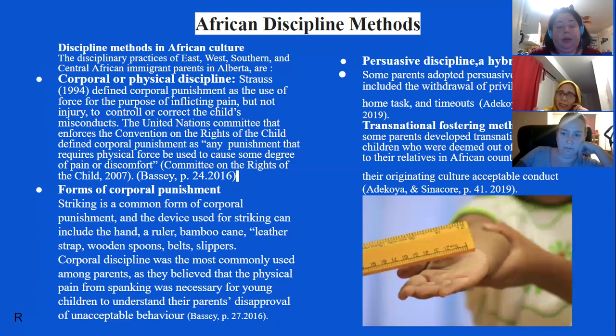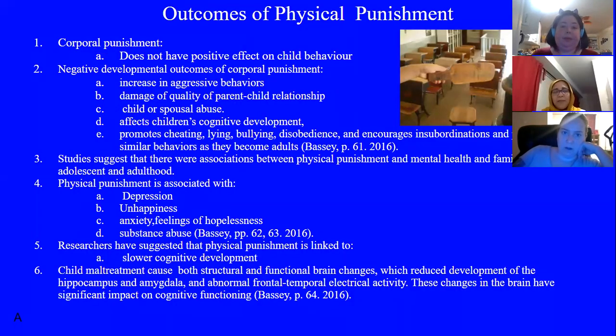And the last one is transitional fostering. They use this when the children are not listening to their parents, so they send them back to Africa to grandparents, an auntie or an uncle. Okay, so some of the outcomes of physical punishment. Corporal punishment doesn't have a positive effect on child behavior. Some of the associations with physical punishment could lead to depression, unhappiness, anxiety, feelings of hopelessness, and some kids could even resort to suicide because they can't control what's happening to them at home.